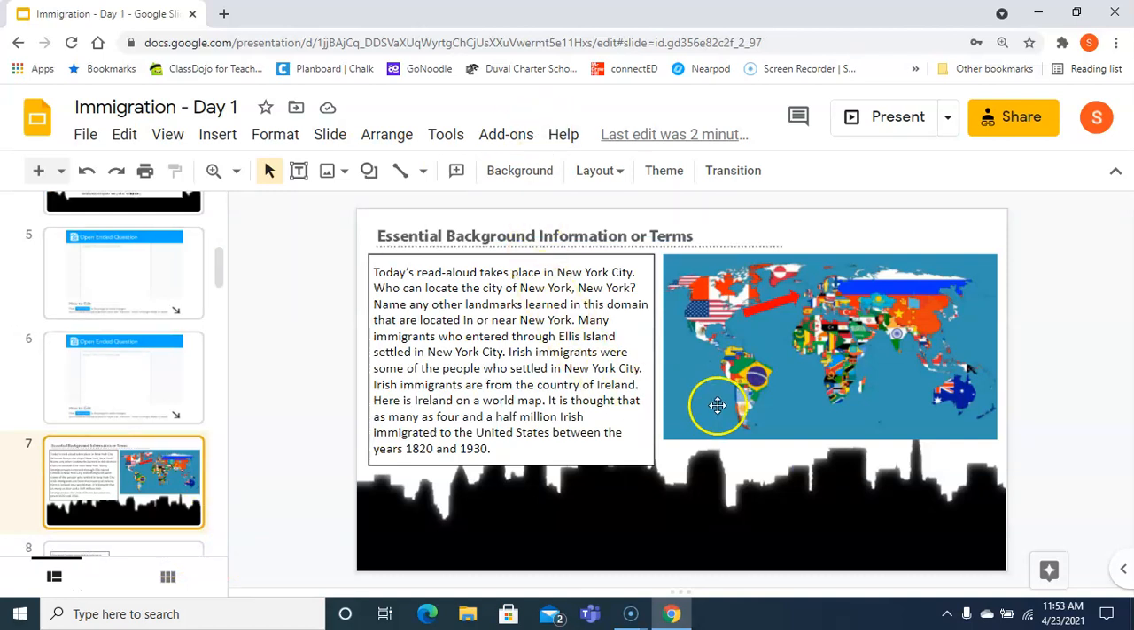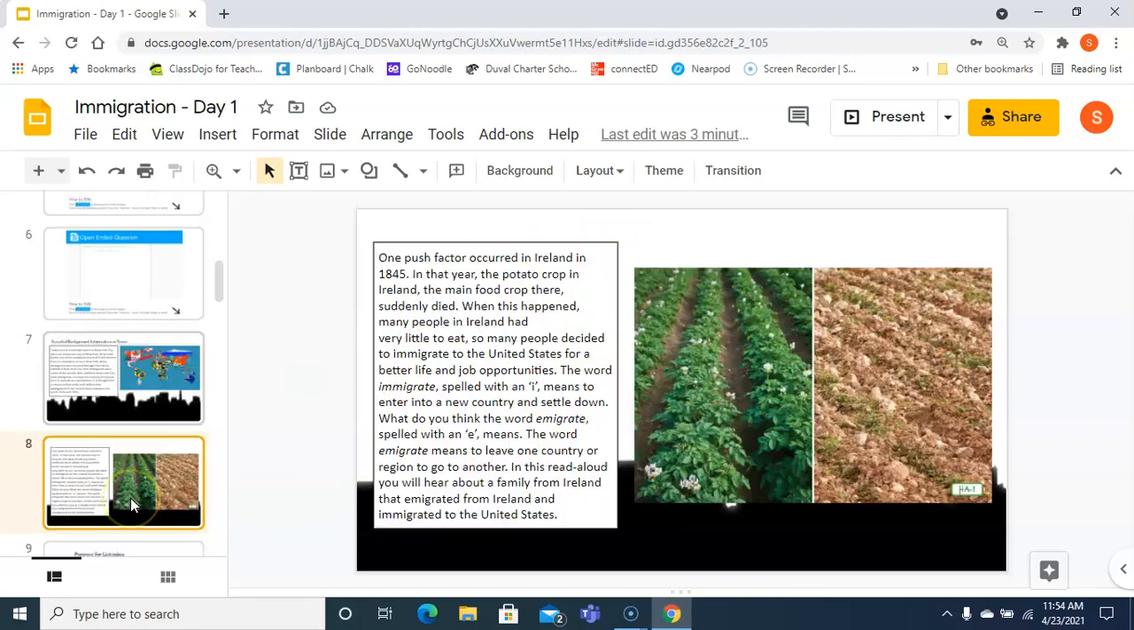All right, some of your essential background information. It says today's read aloud takes place in New York City. Who can locate the city of New York, New York? So New York is in America, and it's right here. Ireland is over here, and that is where the family came from in our story. So Ireland is right across the ocean, but it's a really long way. Make sure you read the rest of that before you go into the story. This is a picture of a potato blight. This is what potatoes look like in the ground, and this is what happened to the potatoes when there was a blight. So make sure you read that as well.